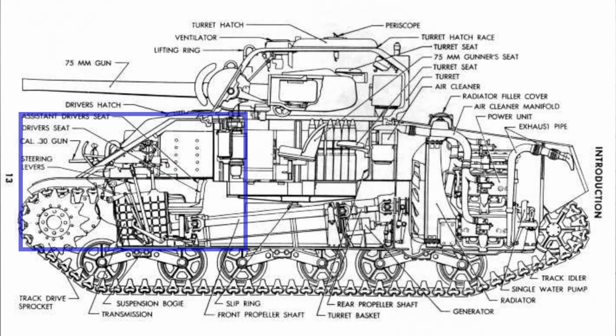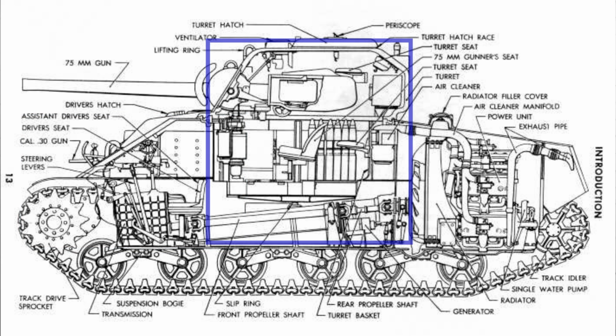Up at the front, you have the driving compartment. Today, it's just the driver's hole and nothing else. Back in World War II, you had also the bow gunner would be located in the driver's compartment as well. In the center, you have the fighting compartment. The fighting compartment can or need not include a turret.